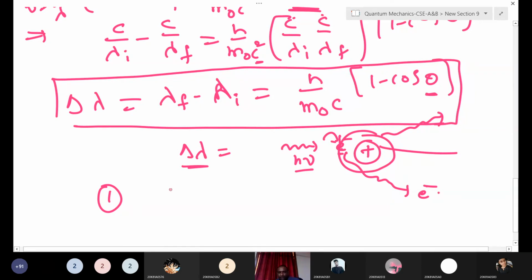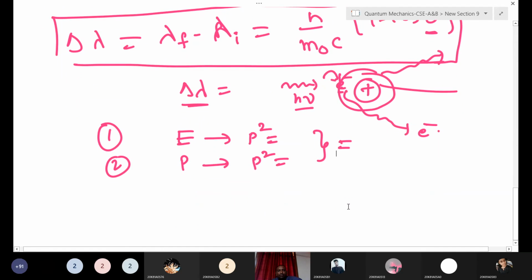First, how did we estimate it? We used the energy conservation law. We wrote an expression for p square, and we used the momentum conservation law. From there also we wrote p square. After that we equated these two expressions, and we retained the expression for delta lambda.